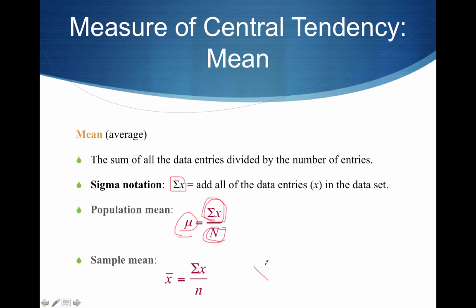Our sample mean, you'll hear me call this x bar. That's how I'll refer to it. And x bar, same thing, we're going to add up all of our entries and divide by the number of entries in our sample.